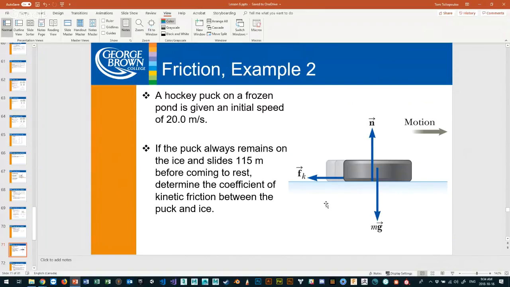I draw my free body diagram. It's just to wake you guys up. There it is. I have my normal force. I have my force of gravity. And then I have this force of kinetic friction that's stopping me from moving in this direction.